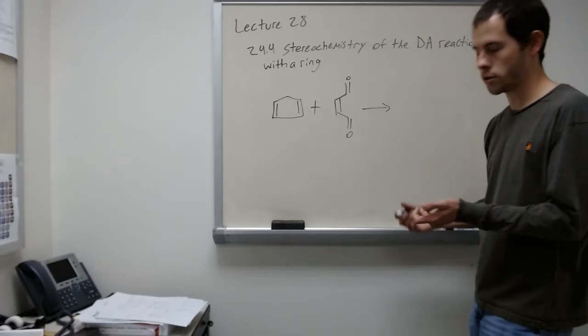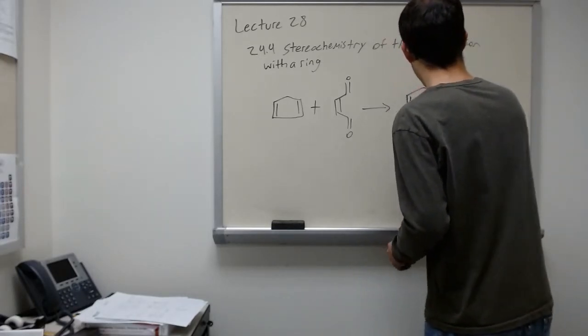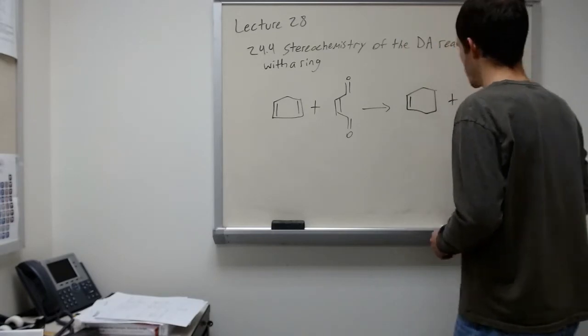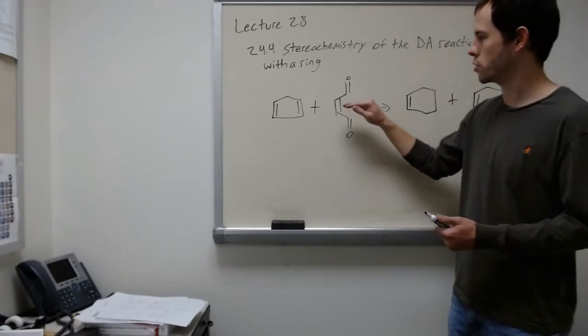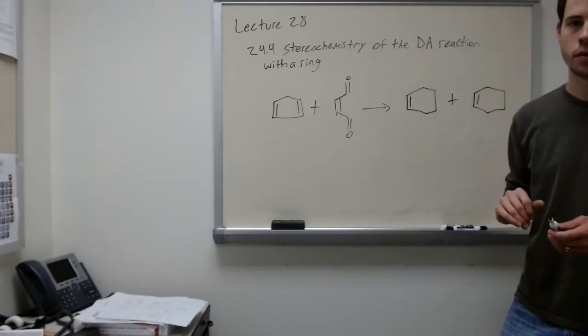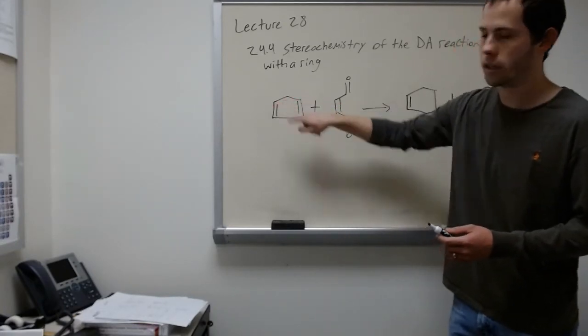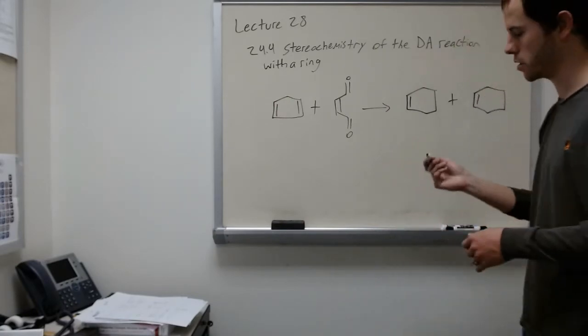So we know that we always get six-membered rings that look like this. We know that we're going to get two products when we have substituents on the diene and the dienophile. And we see that our diene here, this group is pointing in towards the middle of our diene, and so it's going to be on the same side.